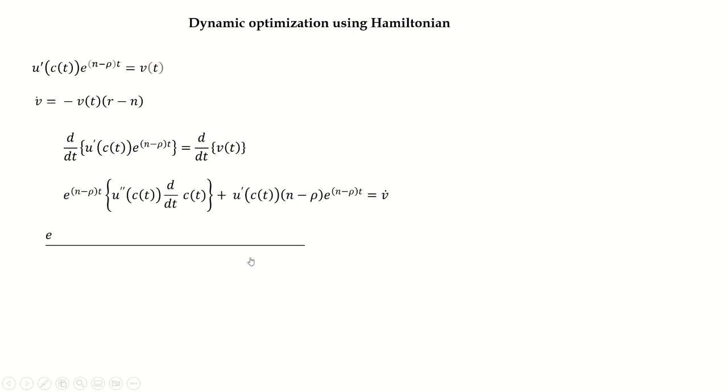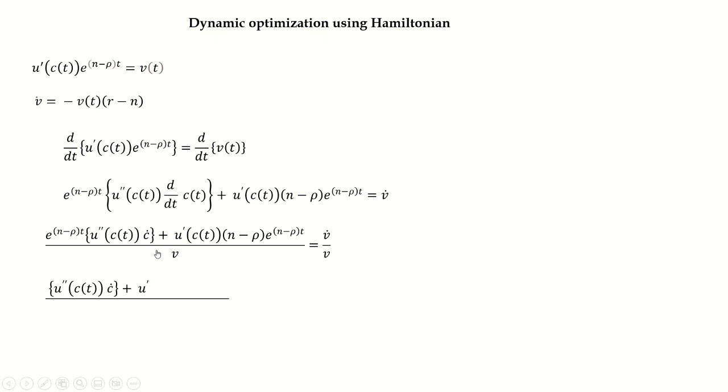Next, we divide by v of t on both sides, and then we substitute its value as well. When we substitute its value, this exponent term will get cancelled out when we divide by the value of v_t, which is u prime c of t times e raised to the power n minus rho t. So this exponent term will cancel out, and then we will have the value of v dot over v as well. We can substitute this value from the second FOC. V dot over v is equal to minus r minus n. So we substitute that value over here as well.